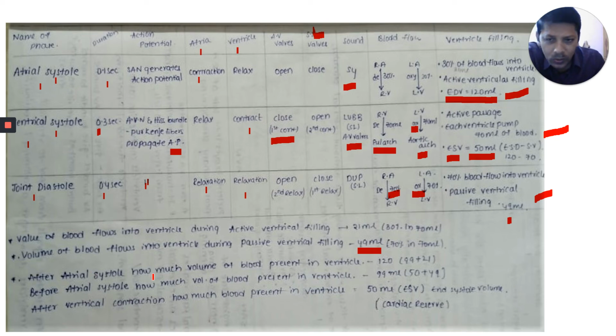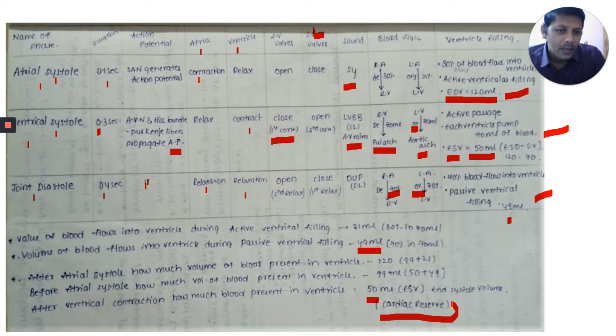After atrial systole, how much blood is present in the ventricle? 120. 120 here, 99 plus 21. Before atrial systole, how much volume of blood is present in the ventricles? 99. 50 plus 49. After ventricle contraction, how much blood is present in the ventricle? 50 ml. Okay, a bit here last year. End systolic volume.